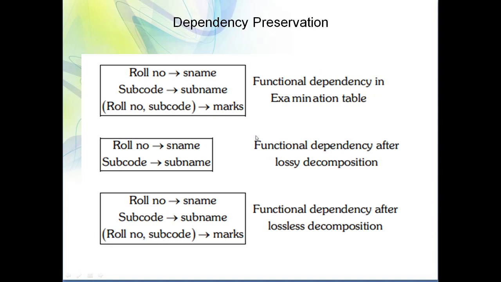And the third property of decomposition is dependency preservation. So what do we mean by dependency preservation? We already talked about functional dependency. Functional dependency is nothing but a relationship between attributes of the table. The relationship between attributes of the table is represented with the help of functional dependency. So these are the functional dependencies of the original table.